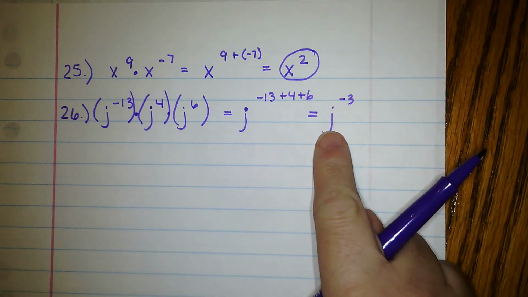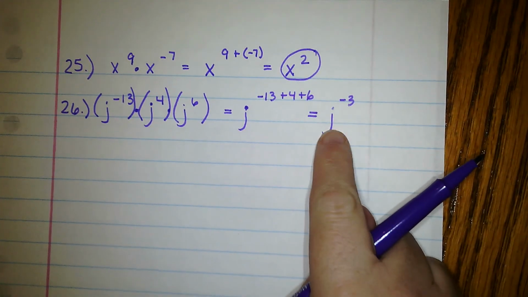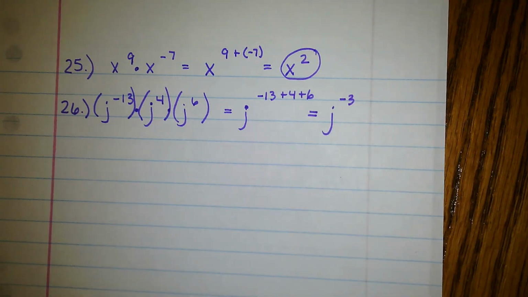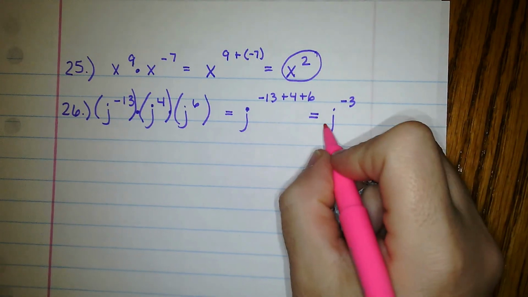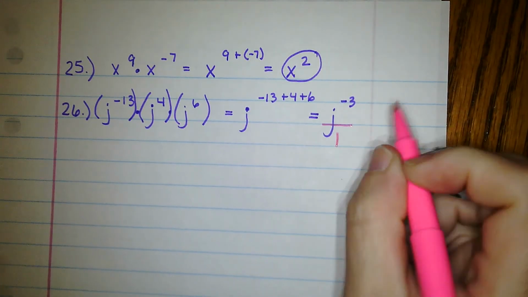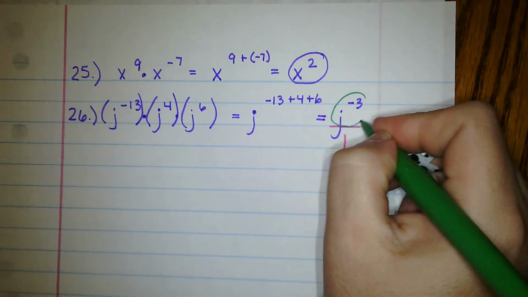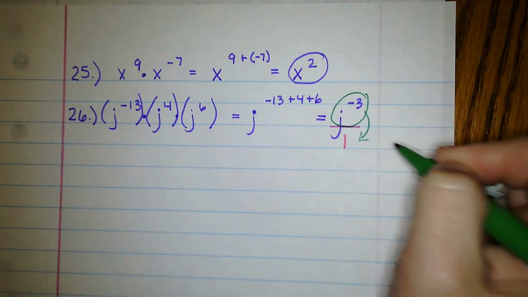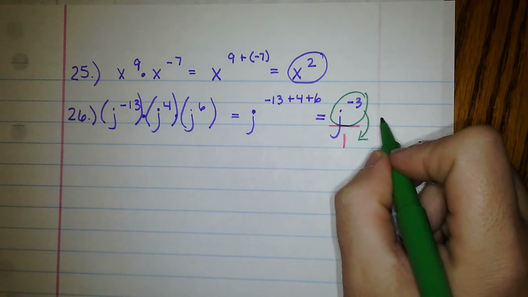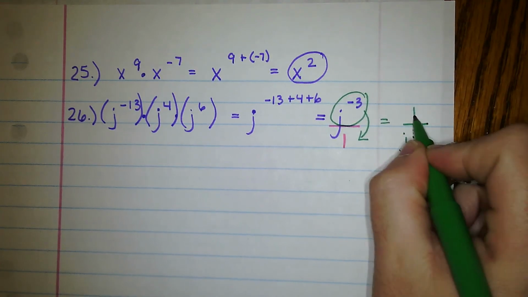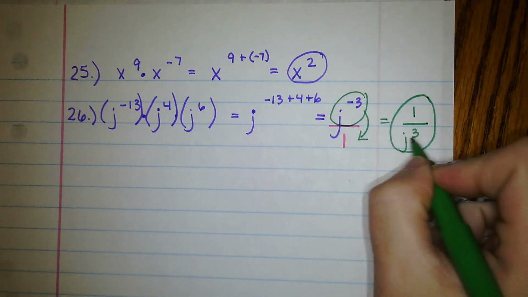However, this is not an appropriate answer because we need all of our answers to be in positive exponent form. So from here, we are going to put this negative exponent over 1. We know that negative exponents change position and move downstairs. So this is going to end up being j to the 3rd downstairs, 1 upstairs, and that is your final answer.